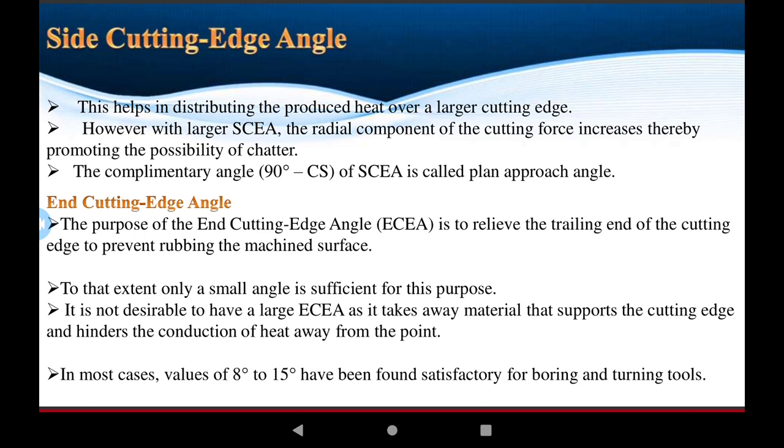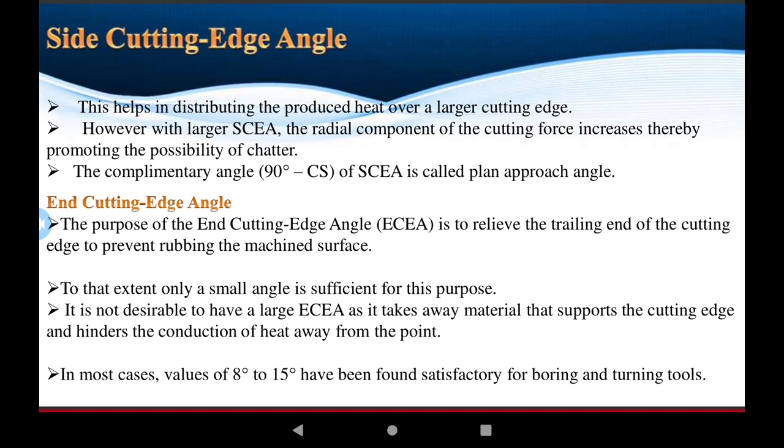This is the distribution also present in the video before. However, with the larger side cutting edge angle, the radial component of the cutting forces increases, thereby promoting the possibility of cutter chatter. The complementary angle is 90 minus the shear angle, the angle of the shear plane.